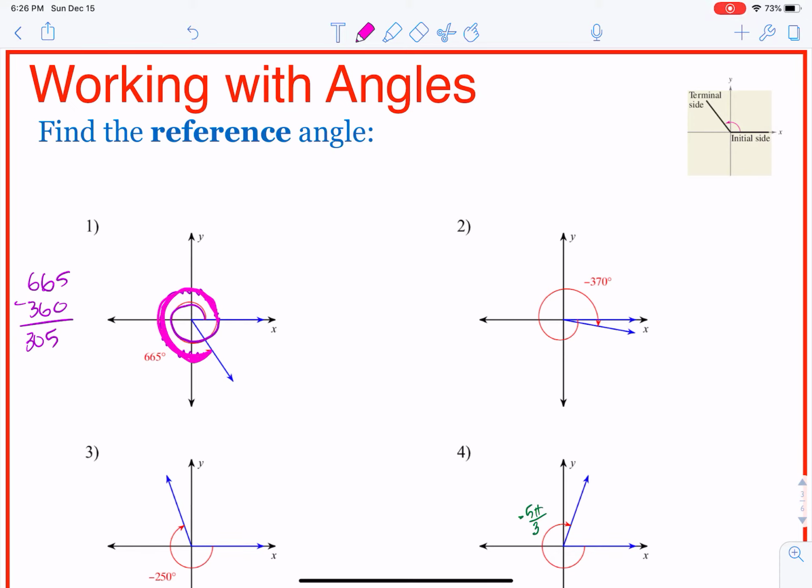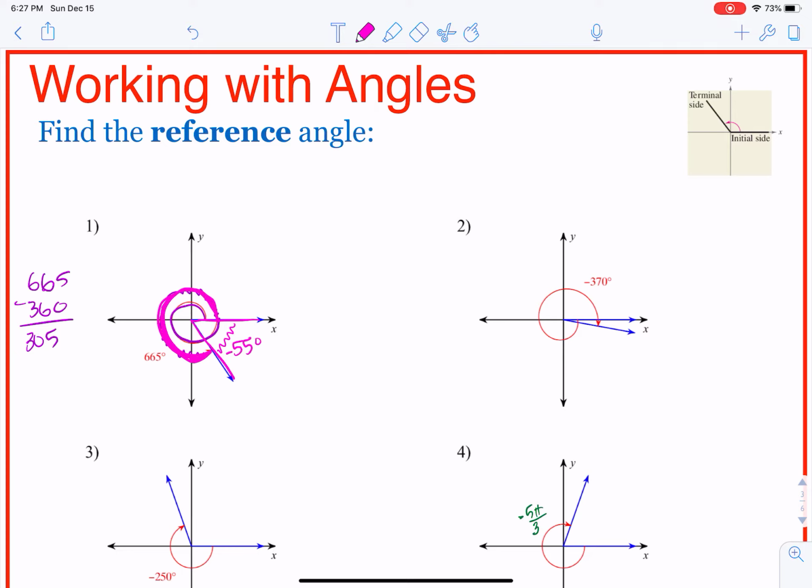I know that to go that extra chunk here would get me to 360. This would be 55 degrees. So I can call this reference angle 55 degrees. This is a 55 degree angle, and if this is my initial side and this is my terminal side, we could call that negative 55 degrees.